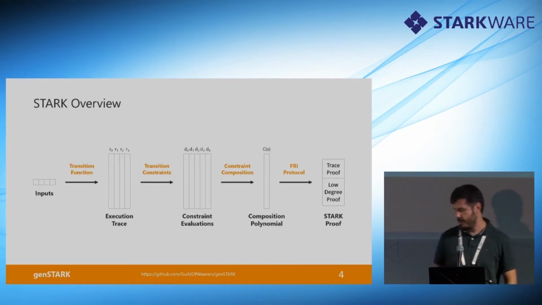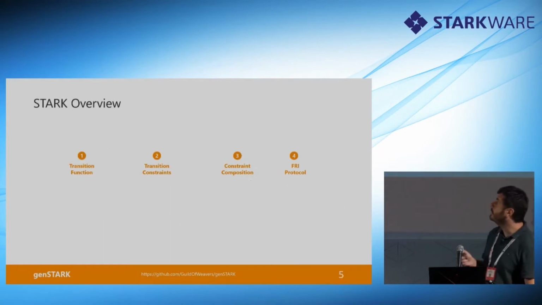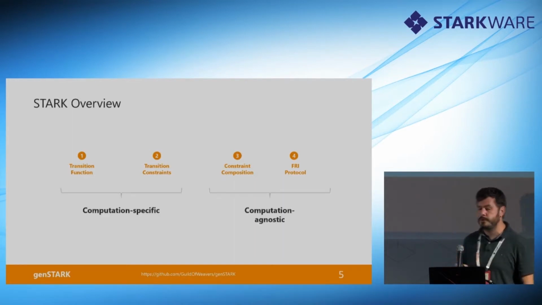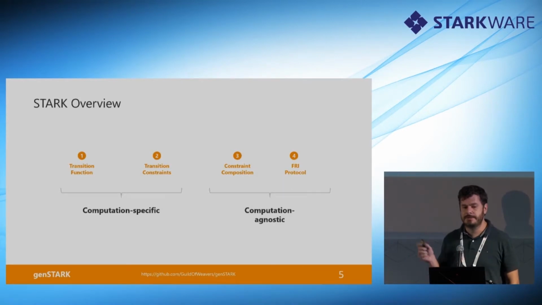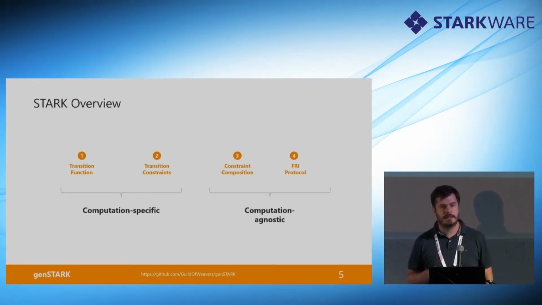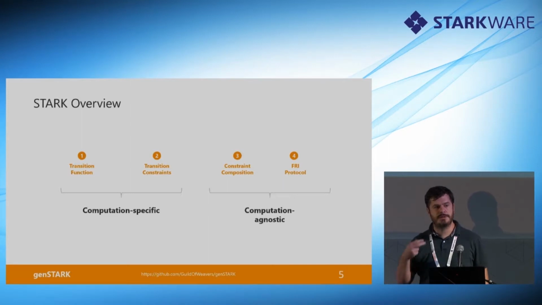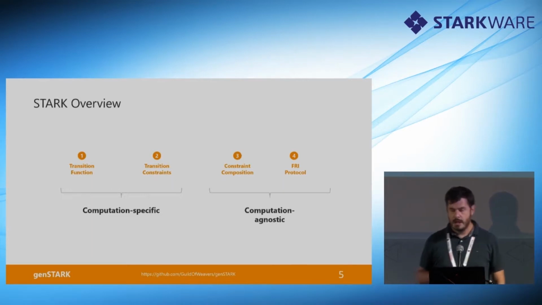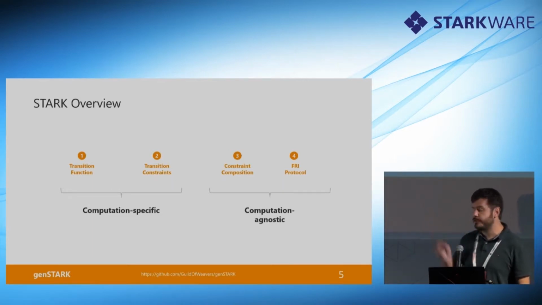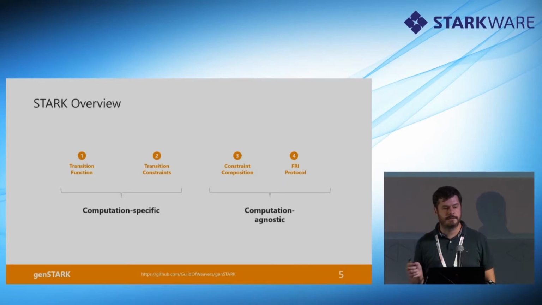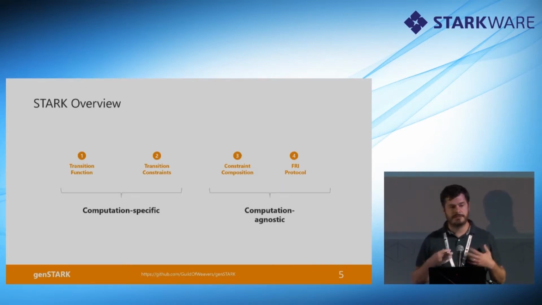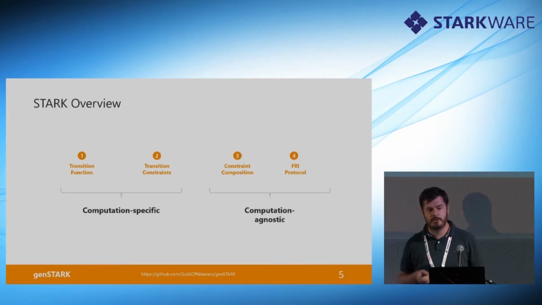execution trace. And now if we think about these 4 steps at a high level, something we can notice is that the first 2 steps are computation specific, but the other 2 steps are computation agnostic. What I mean by this is, let's say you have 2 computations. One is computing a hash function, and the other is verifying the correctness of a digital signature, for example. Your transition function and transition constraints will be very, very different. But the way you merge constraints, the composition logic, and also the FRI protocol will be exactly the same. So that could be reused.